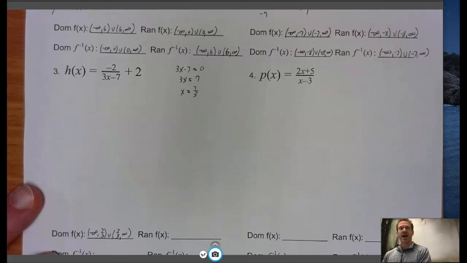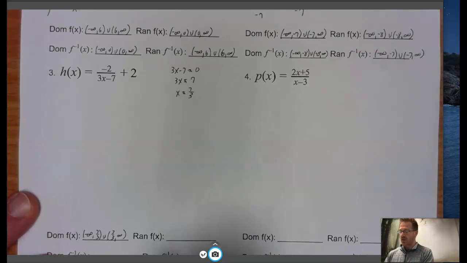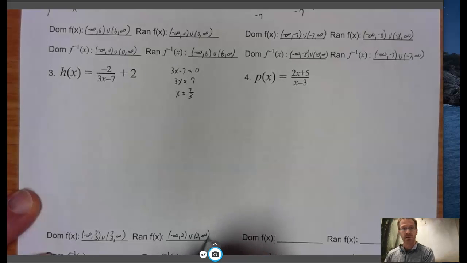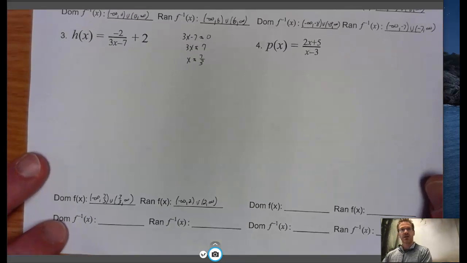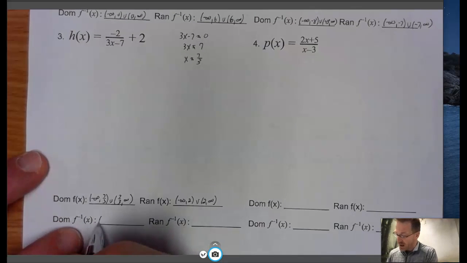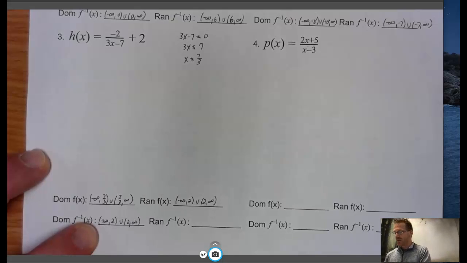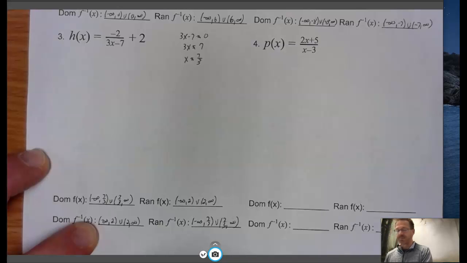And now I can see that my k value is 2, so that's where my horizontal asymptote would be, so then my range would be -infinity to 2 union 2 to infinity. Now, once again, let's go ahead and swap my domain and my range. So now the inverse should have a domain of -infinity to 2 union 2 to infinity. And then the range of my inverse should be -infinity to 7/3 union 7/3 to infinity.